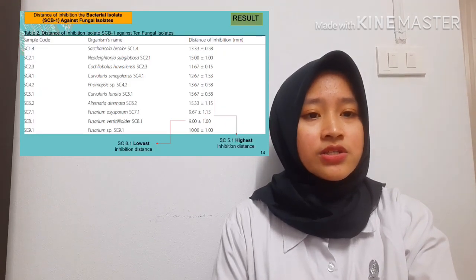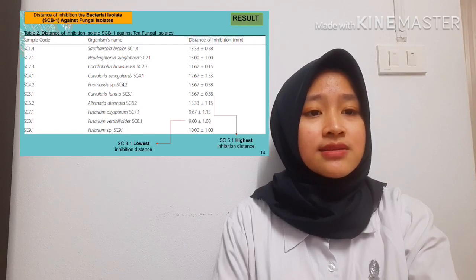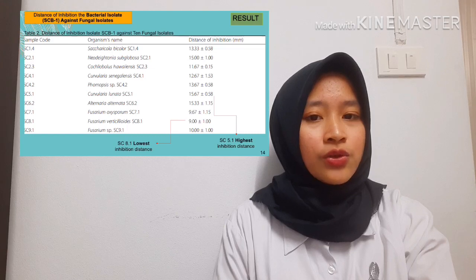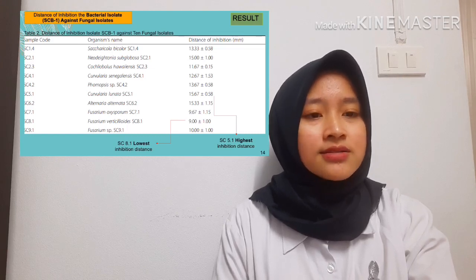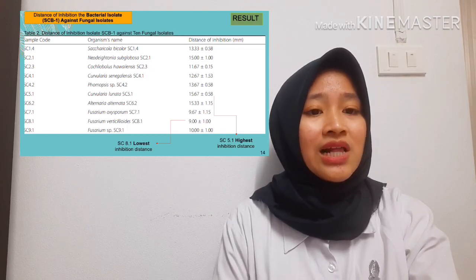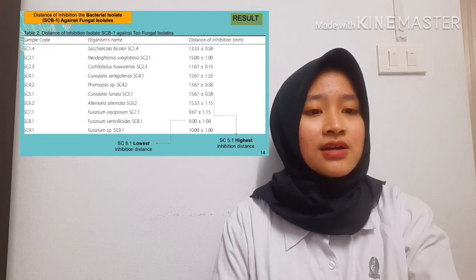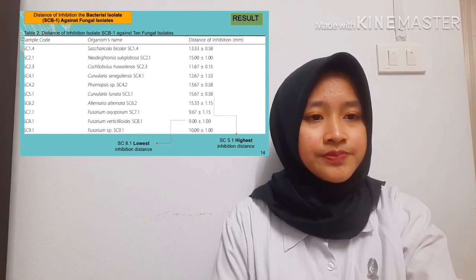And then this is the result for the distance of inhibition against the 10 fungal isolates. Fungal isolate SC5.1, also called Curvularia lunata, has the highest inhibition distance, and fungal isolate SC8.1, also called Fusarium verticillioides, has the lowest inhibition distance.